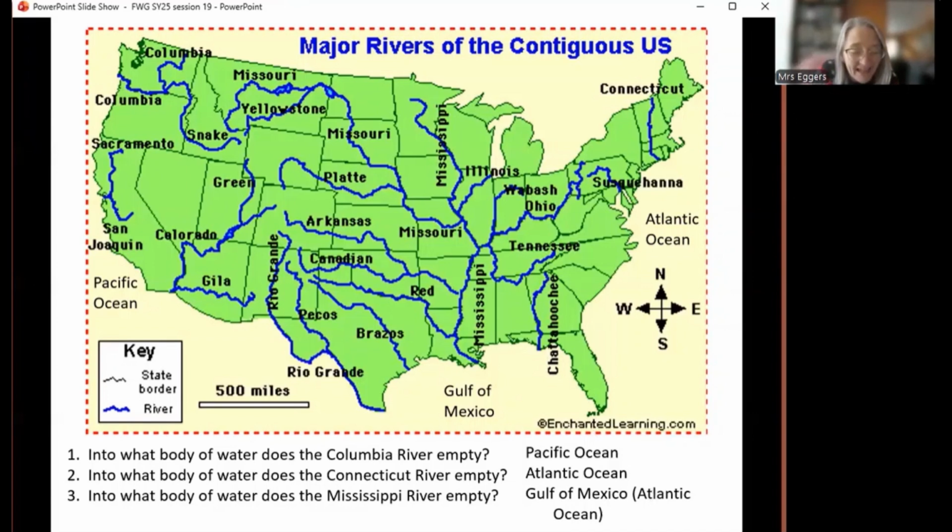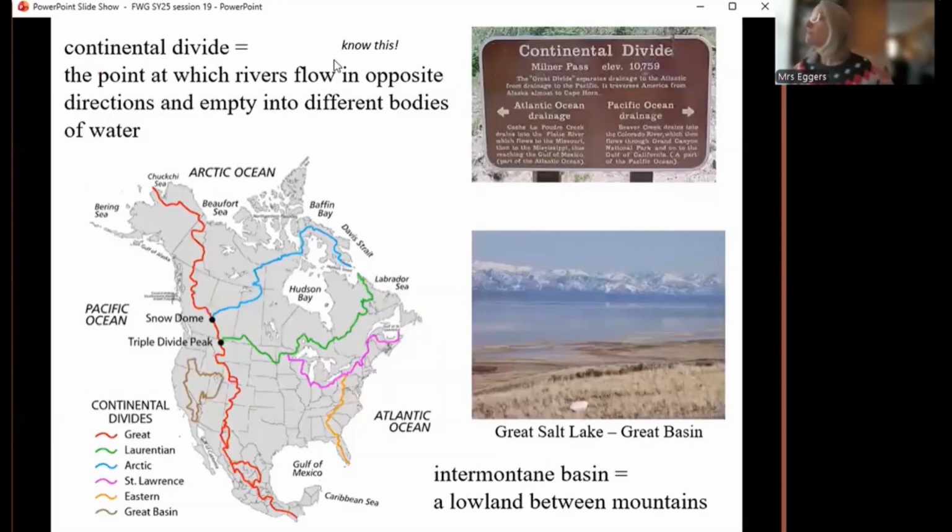Yeah, I like that. Okay, so let's do one more topic, okay, and then we'll go to break. So thinking about these rivers, what is a continental divide?